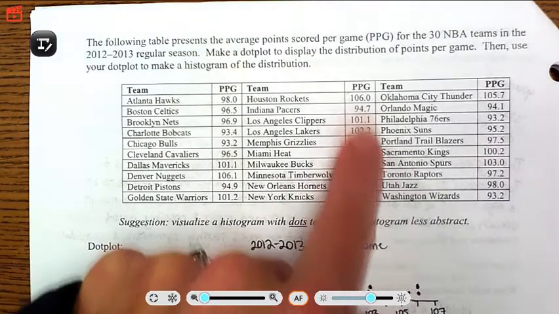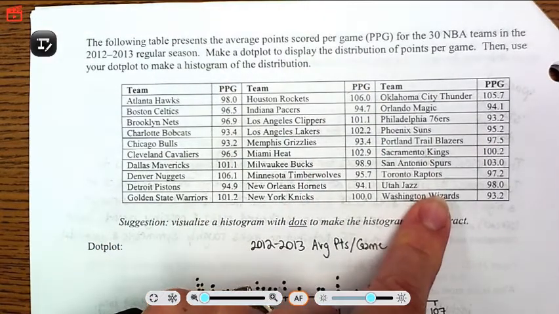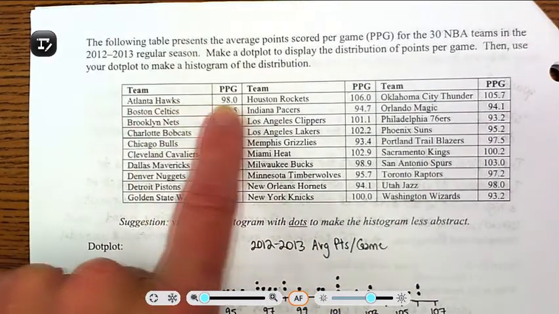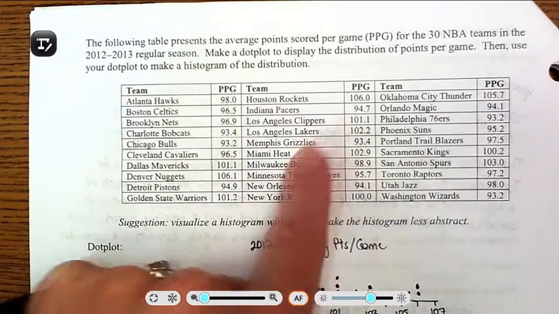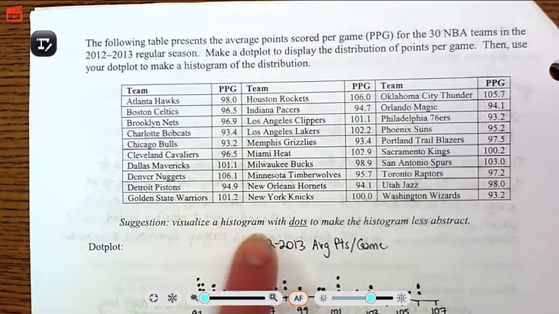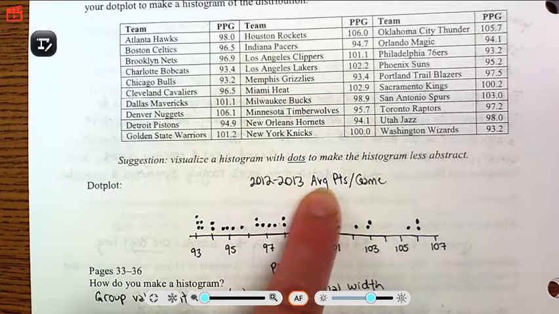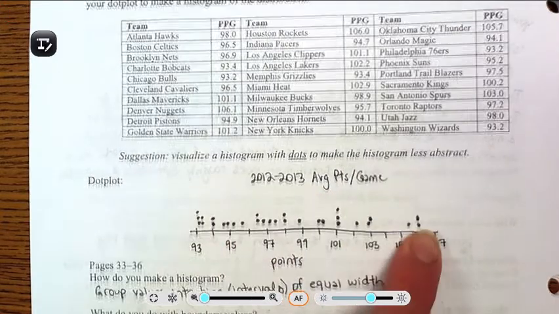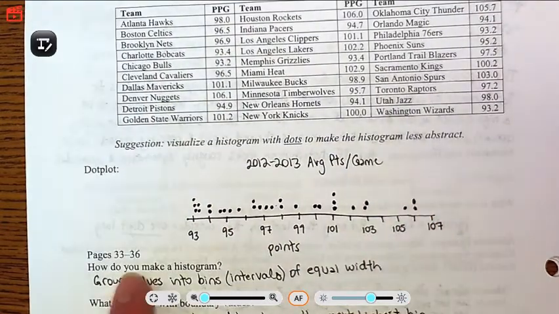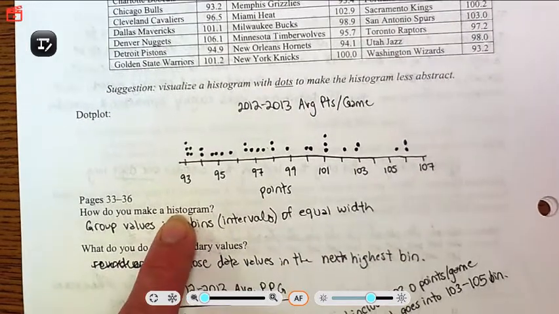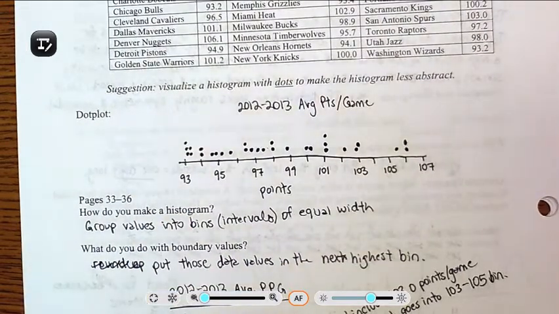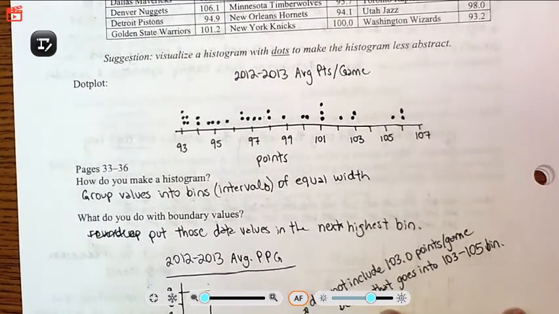So here's just a data table, not a frequency table, because all I have is every single team and their points. So I'm going to make a dot plot, and then after I have this dot plot, I'm going to make a histogram. The first time you make a histogram, it's a lot to pick up on, so let's go slow and talk about all the qualities of a histogram.